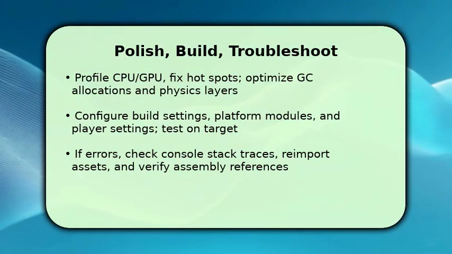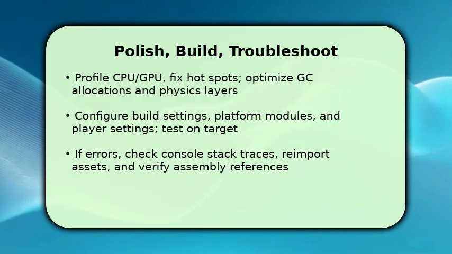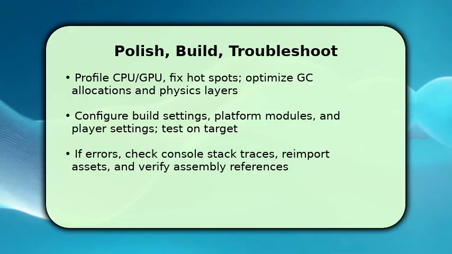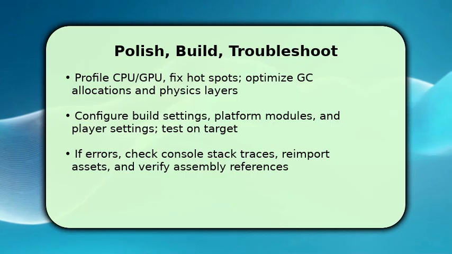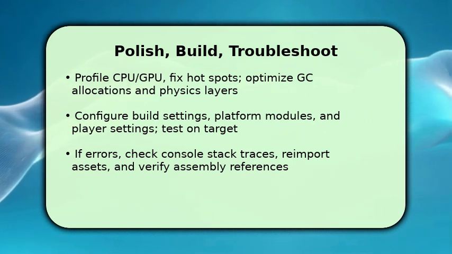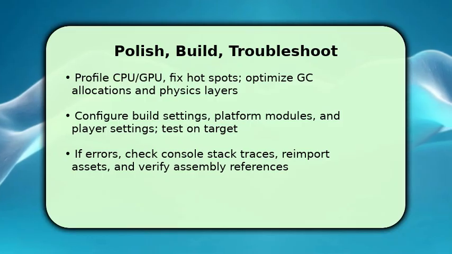Use the profiler to find CPU or GPU bottlenecks and reduce garbage by pooling and avoiding frequent allocations. Adjust physics layers and quality settings for target devices, then configure build settings and platform modules and run full tests on the target hardware. If things go wrong, inspect console stack traces, re-import problematic assets, and check assembly definition references and scripting runtime mismatches. Make sure to run the debugger to step through runtime exceptions and resolve null references.